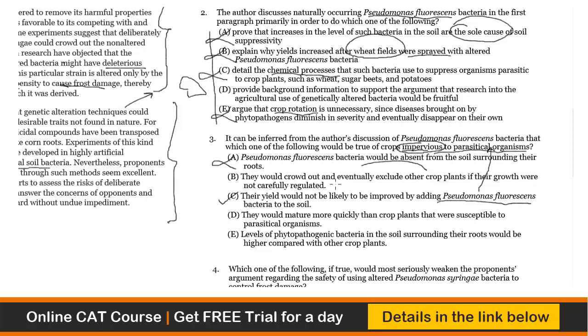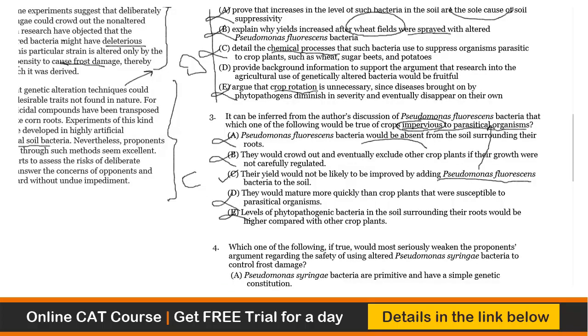They would crowd out and eventually exclude other crop plants. So they all go out. Option C is the best choice. You spray Pseudomonas, you have greater yield. If the crop is impervious, the spraying would not matter much. Why? Because it will not have any result. Simple. You have to be straight to the point. There is no need to beat about the bush.